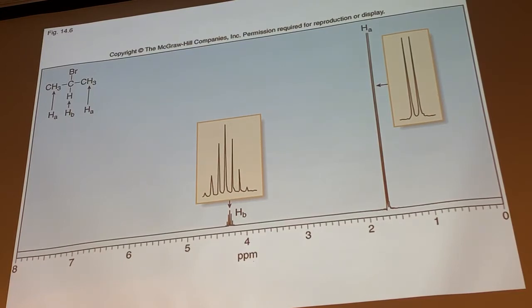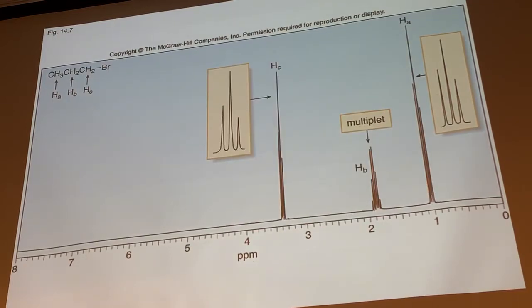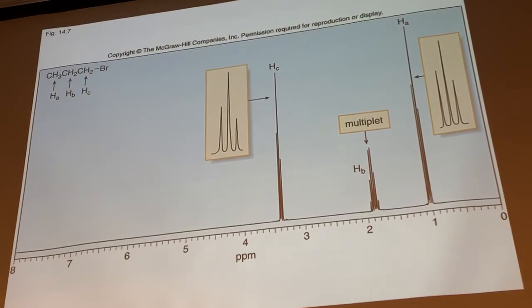However, when you have 2 different sets of neighbors, 2 sets of neighbors that are not equivalent to each other, the coupling pattern is a little more complicated, okay? So here we have 1-bromopropane.